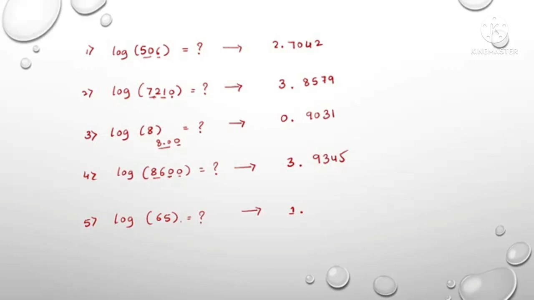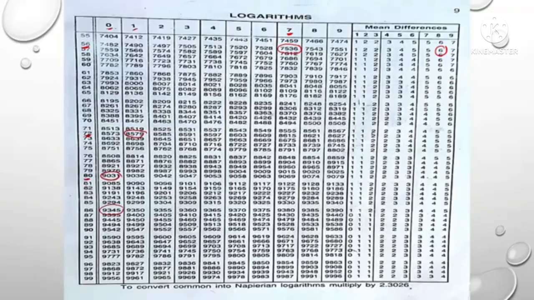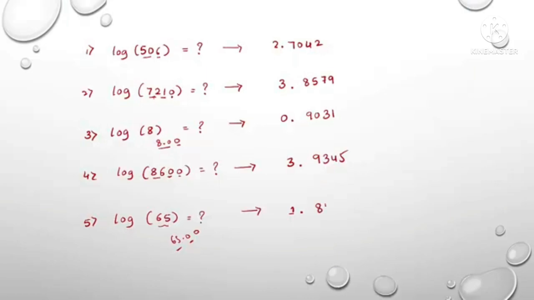Then last one, log of 65. There are two digits. 2 minus 1 is 1, 1 point. So, we can observe 65.00. 65 at 0 we have to observe. In this tabular column 65 is here, 65 at 0 means I can write 8129. So these are some examples that show how to use the log table.